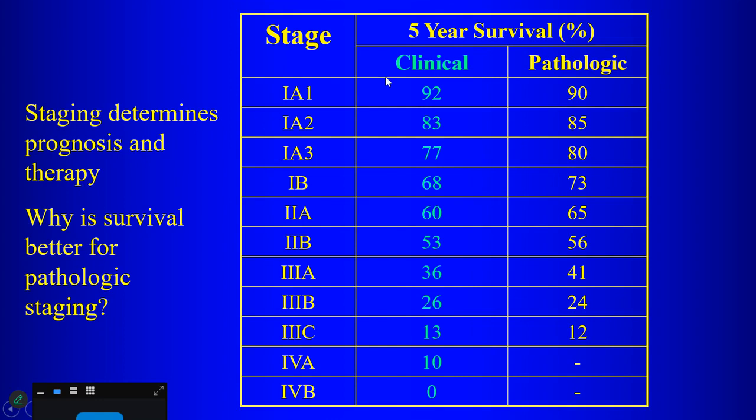You'll notice that there is a difference between clinical staging and pathologic staging. So clinical staging is the staging based on imaging. Pathologic staging is based on the actual biopsy results. And you'll see that the survival tends to be better. The 5-year survival is a little bit better for pathologic staging there. So why is that?